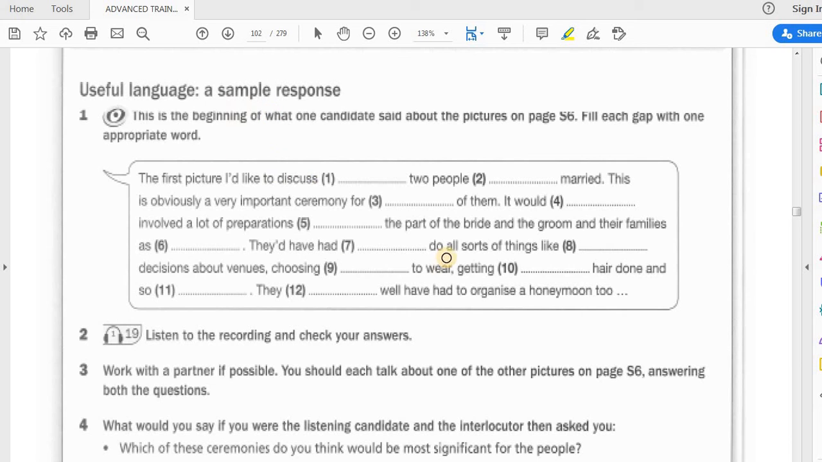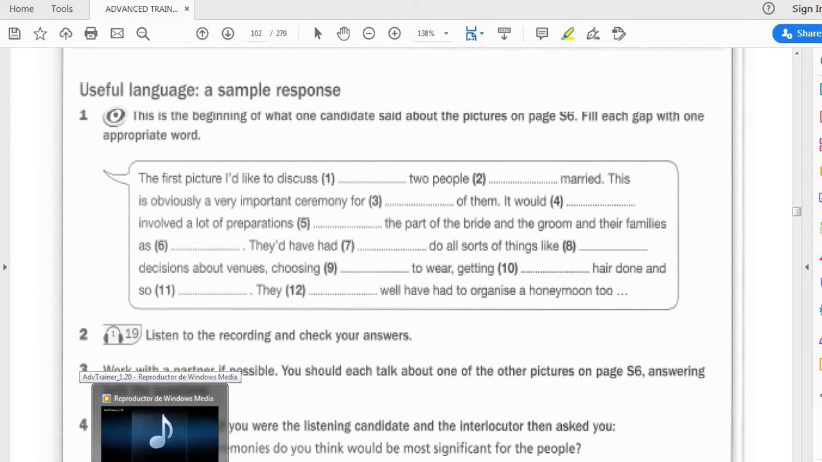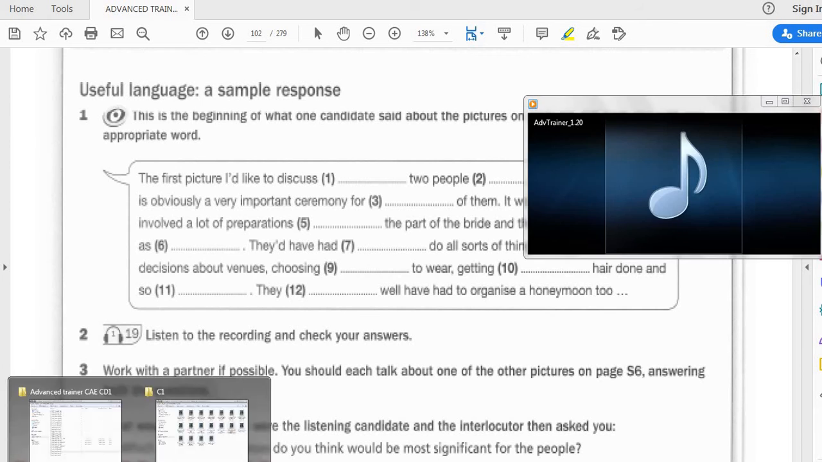Now, using language. I don't think this is very useful, but since it's here, we might as well do it. I got 10 out of 12 correct, so it's not that difficult. I'm just going to play it. Try to choose the correct word, and I'll play it now.